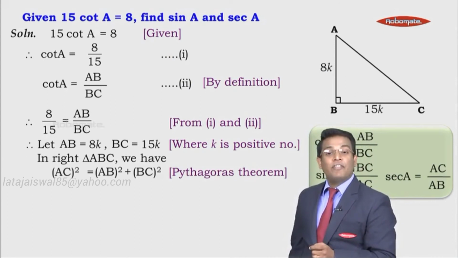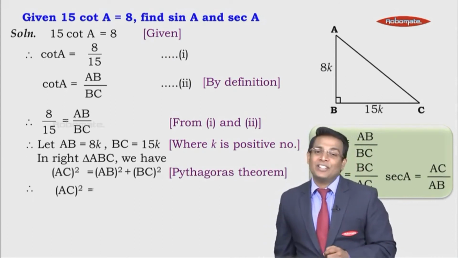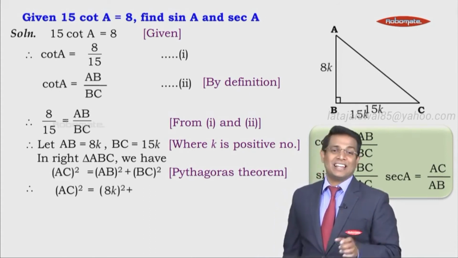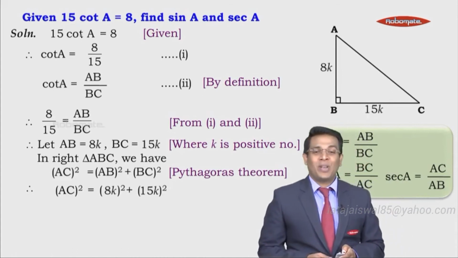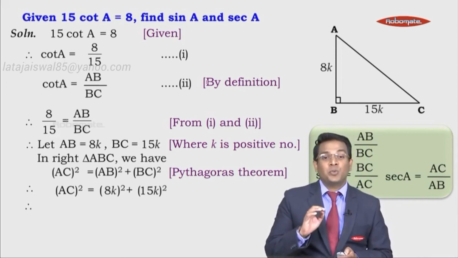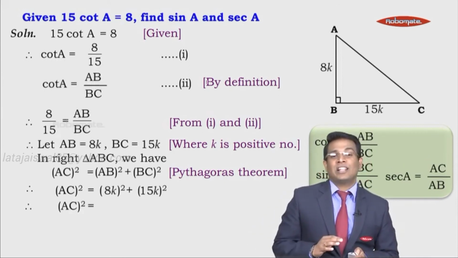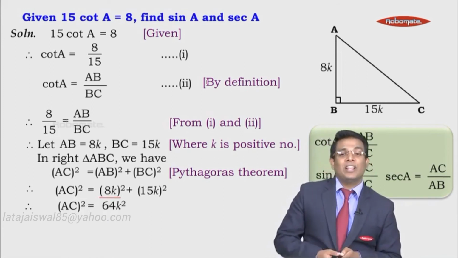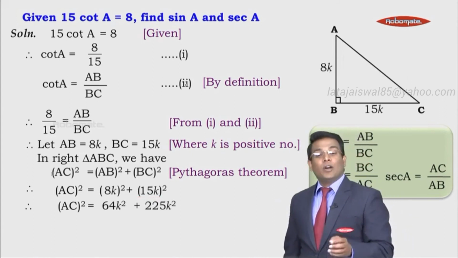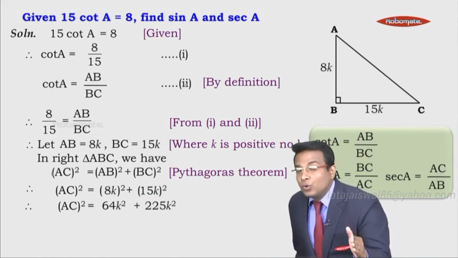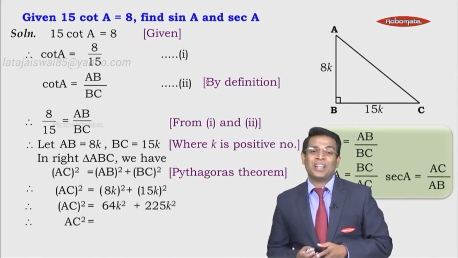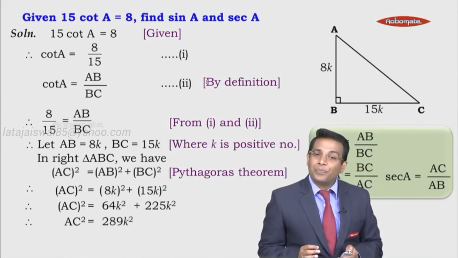We know the value of AB. Yes, let's substitute that, which is nothing but 8K. So we'll get it as 8K the whole square. We know the value of BC is 15K. Let's substitute that. We'll get 15K the whole square. Now 8K the whole square is nothing but 64K square, and 15K the whole square is 225K square. So we have 64K square plus 225K square, which gives us 289K square. So we have AC square is equal to 289K square, right?